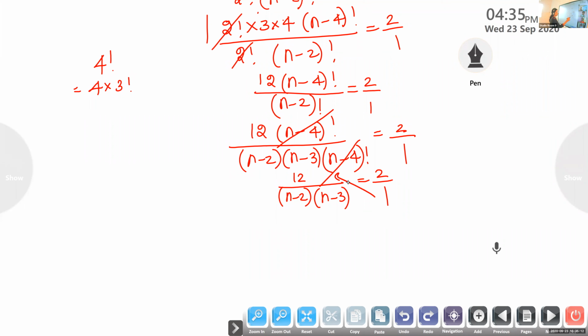Now we can cross multiply, so we get 12 equals 2 into (n minus 2) into (n minus 3). Cancelling the 2 and 12, we get 6 equals (n minus 2) into (n minus 3). Open the brackets and you will get a quadratic. From there, find the value of n.